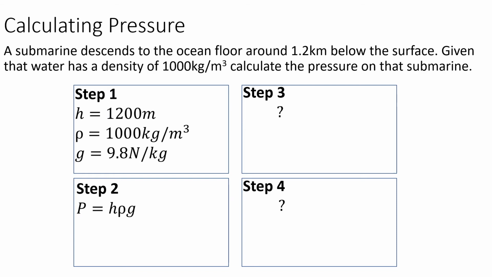Next, a submarine descends to the ocean floor around 1.2 kilometers below the surface. Given that the water has a density of 1,000 kilograms per meter cubed, calculate the pressure on that submarine. So we have step 1, write down what we know. Since it says 1.2 kilometers, we need to convert that into meters. So the depth is 1,200 meters. Rho is 1,000 and g is 9.8. So we write down our equation, and then you can copy and complete steps 3 and 4.